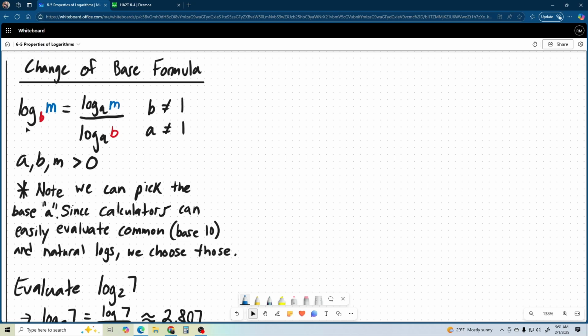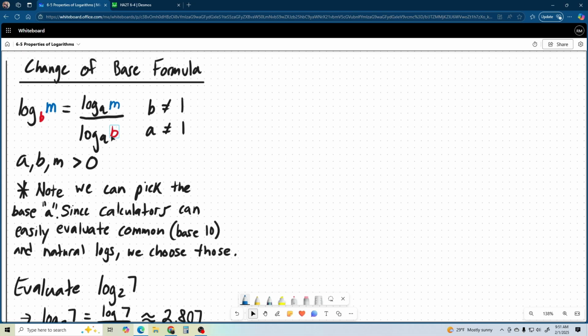So we have log base b of m, right? This is our formula. If we have log base b of m, this is going to equal log base a of m over log base a of b. Now, you're probably wondering where that a comes from, right? Like, where is this a coming from? The point is that the a doesn't matter. It will always be true. We can make a 5, we can make a 100,000.